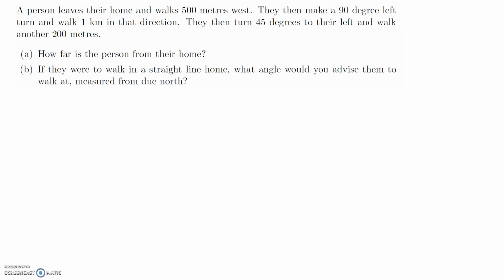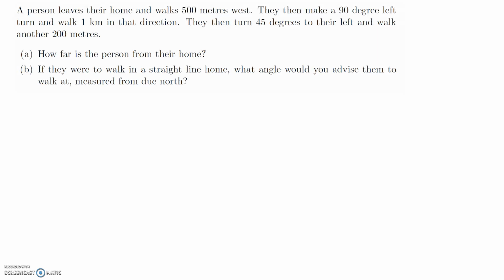So a person leaves their home and walks 500 meters west. They then make a 90-degree left turn and walk 1 kilometer in that direction. They then turn 45 degrees to their left and walk another 200 meters. So part A, it's asking us how far is the person from their home.